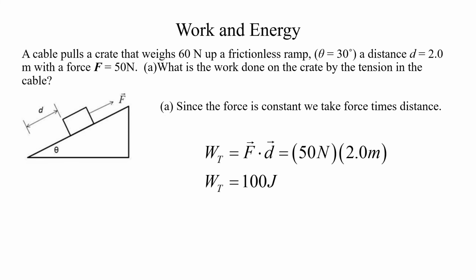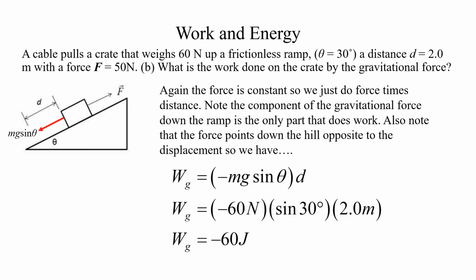Okay, so for part A, we just do F dot d for the tension in the cable. The cable force is a constant 50 newtons, and we're given the displacement is 2 meters, and the displacement and the cable force are both in the same direction. So we just have 50 newtons times 2 meters, or 100 joules.